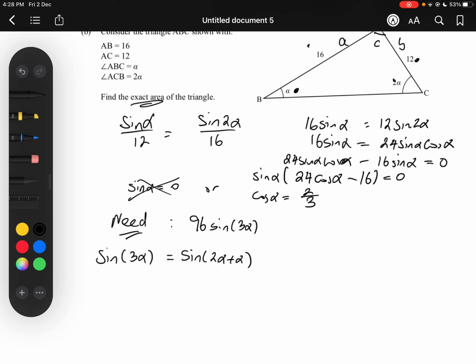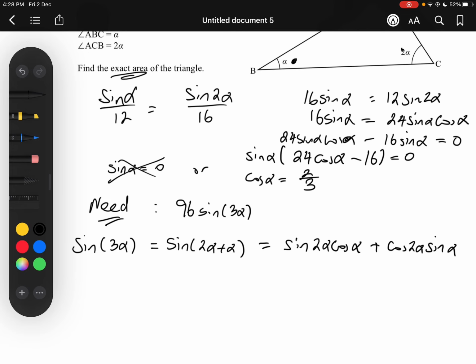Using our sine rules for angles, sine of 2 alpha plus alpha is equal to sine of 2 alpha cos of alpha plus cos of 2 alpha sine of alpha. And we can continue to reduce this by saying that sine 2 alpha equals 2 sine alpha cos alpha, and that cos 2 alpha equals 1 minus 2 sine squared of alpha. And we can continue to simplify.